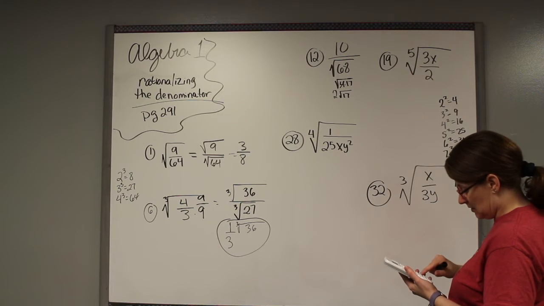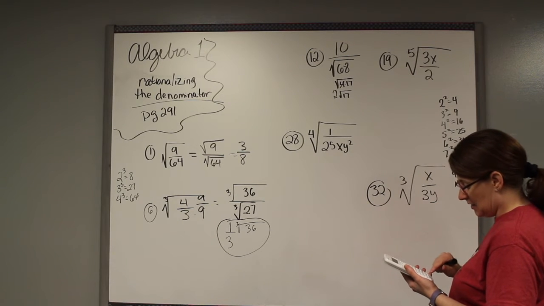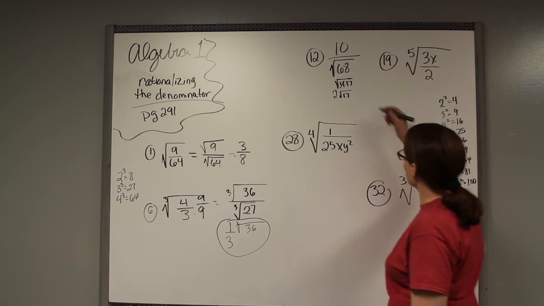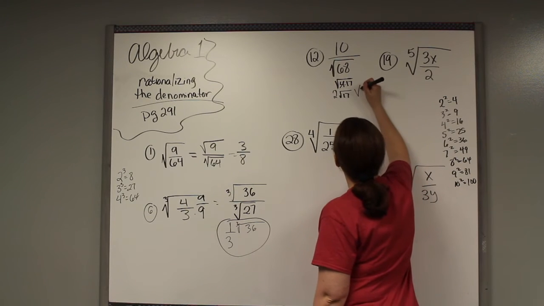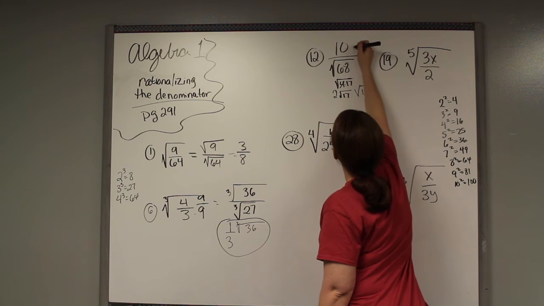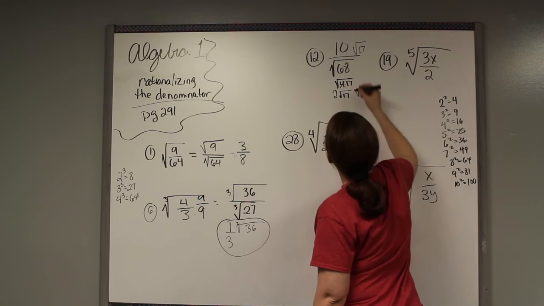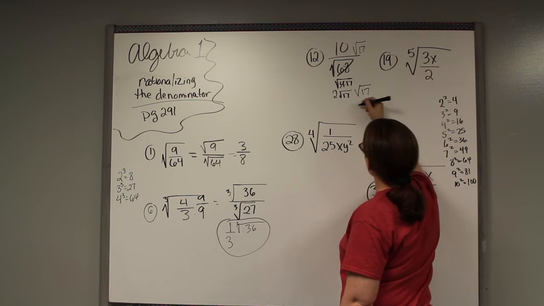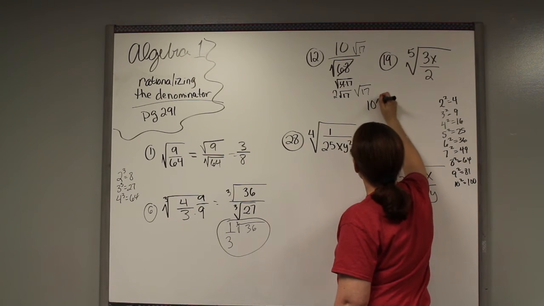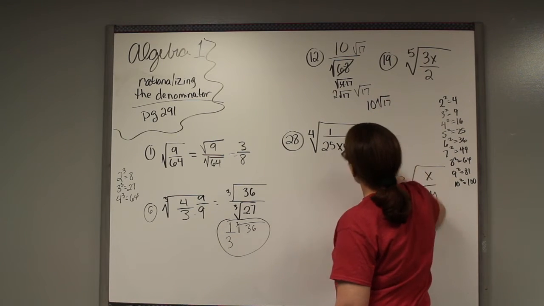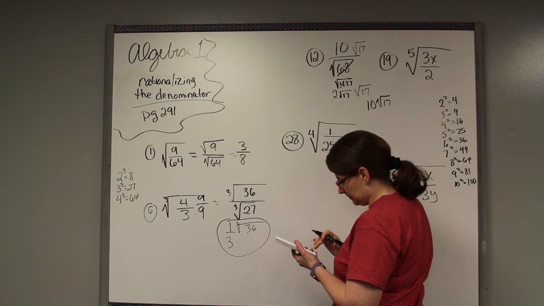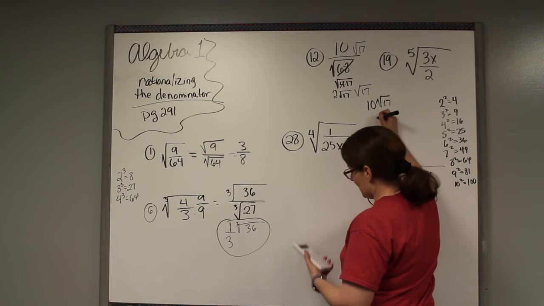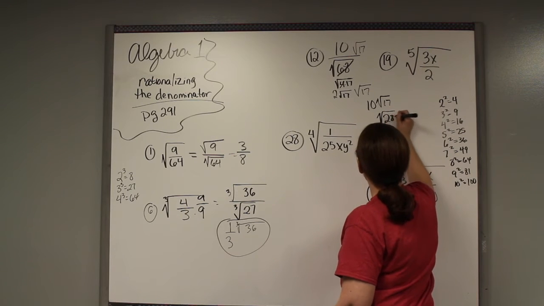81 divided by 17? Nope. And I know 100 doesn't go in there. So we're just going to go ahead and multiply by radical 17 on both. Okay? So at the top, 10 times radical 17 will be 10 radical 17. On the bottom, 17 times 17 is radical 289.